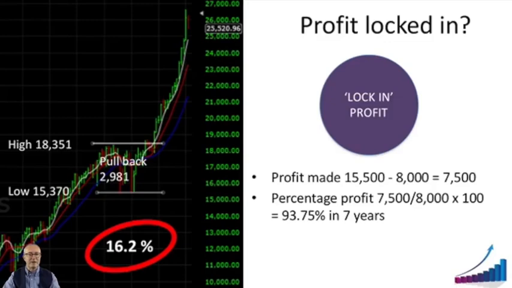And what you find is, even though you've lost a bit of money in that pullback, you have actually made 93.75% in that 7-year period by keeping your stop 15% behind and just managing it up. Now, isn't that amazing? For 7 years. Now, bear in mind that we said the annual return that you get with a fund manager after costs is 3%. Do you remember that?